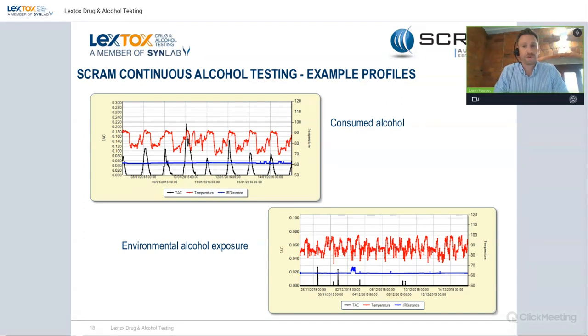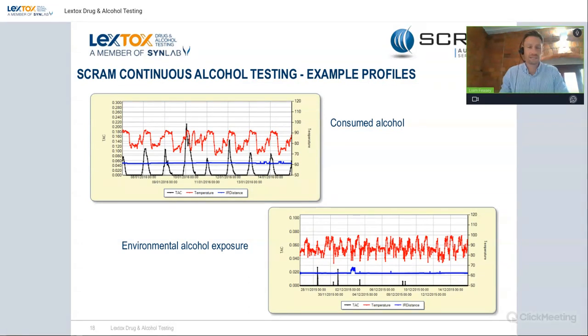So this is to give you an indication of the sort of results and reports that you will get from the SCRAM bracelet. So if you look at the top graph, for example, this is really indicative of consumed alcohol. So we can see the black line, so that's the alcohol reading taken from the SCRAM device, and we can see that we've got some very nice peaks there. So that's indicative of alcohol consumption on a daily basis.